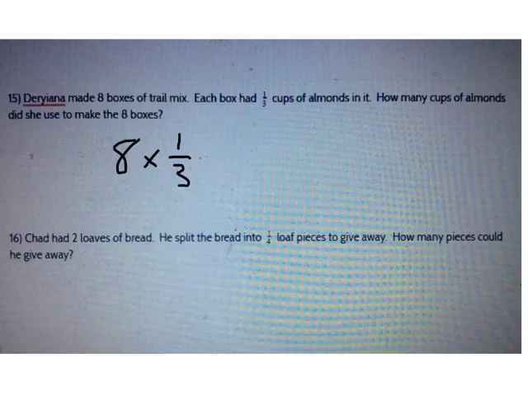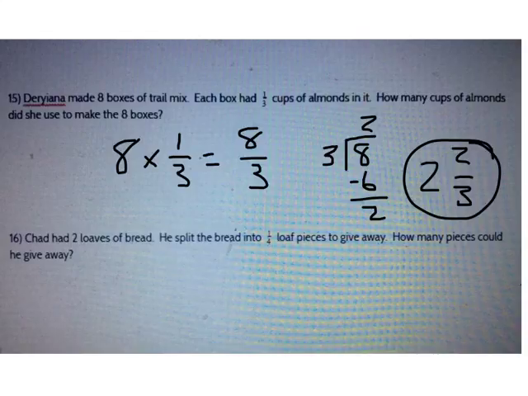What's 8 times 1/3? Write your answer as an improper fraction. 8 times 1/3 is 8/3. Go ahead and change 8/3 into a mixed number. When I change 8/3 into a mixed number, the result is 2 2/3. Now let's do our last problem.